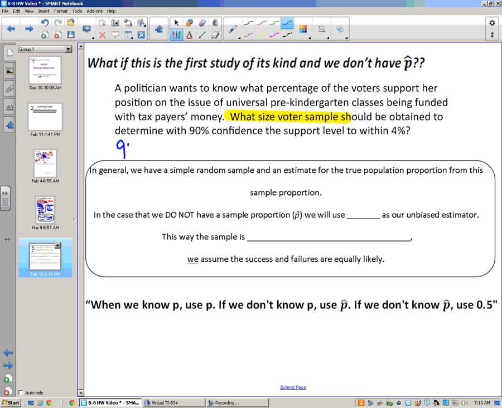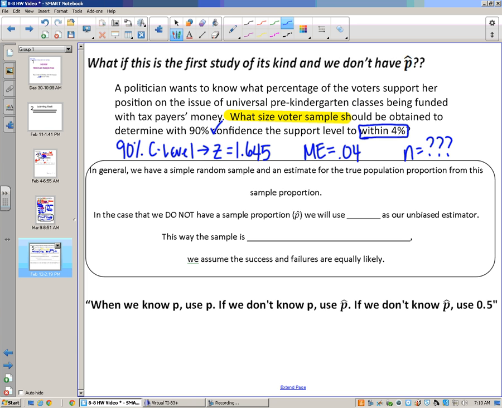Okay, so let's start writing them down. 90% confidence level tells us, if you flip your page over, that your z is going to be 1.645. So that's the confidence level. To support within 4%, that's my margin of error, 0.04. So the two numbers we're given are those, and I still want to know what sample size. What this means is she has no other previous study to base this off of. She has no idea what percent of people would actually agree with this.